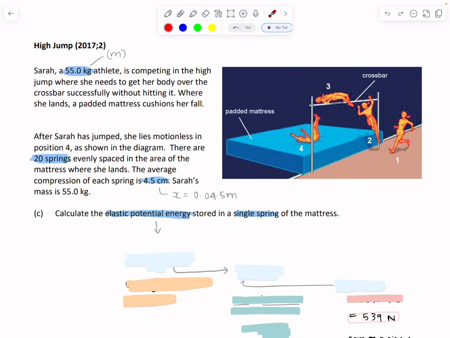2017. Sarah, a 55 kg athlete, is competing in high jump, where she needs to get her body over the crossbar successfully without hitting it. Where she lands, a padded mattress cushions her fall.